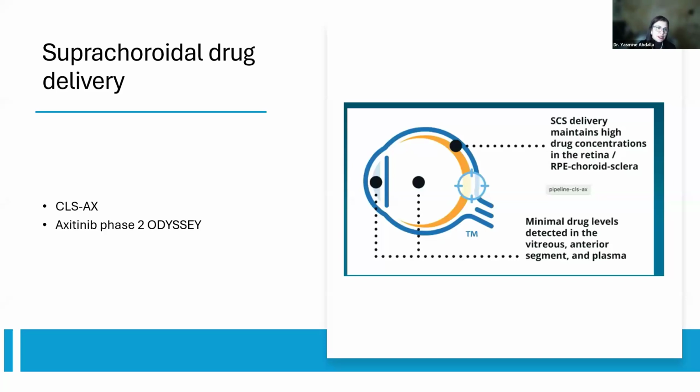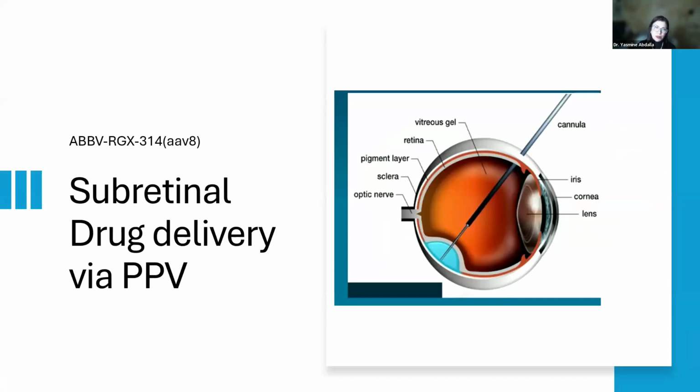Then suprachoroidal drug delivery. There's a lot of excitement about suprachoroidal space utilization, as it maintains high drug concentration in the retina, RPE, choroid and sclera, however minimal drug levels in the vitreous and anterior chamber. It's mainly used for gene therapy, along with subretinal drug delivery, which is done by pars plana vitrectomy, and the drug is basically injected subretinally as they would do, for instance, with TPA. Again, those two will require a vitreoretinal surgeon to perform the procedure. But it's mainly used for gene therapy, which is still under clinical trial.